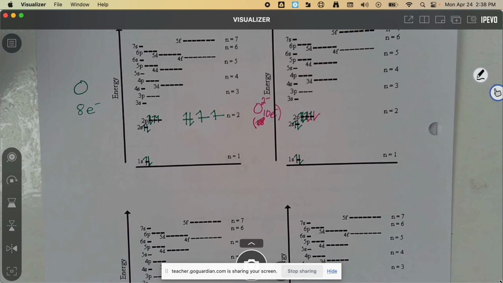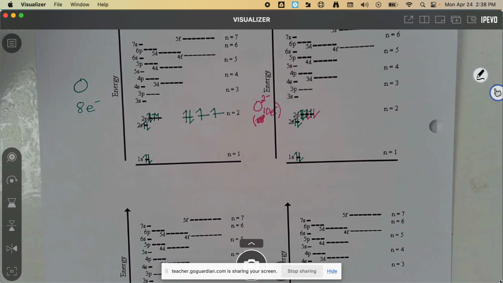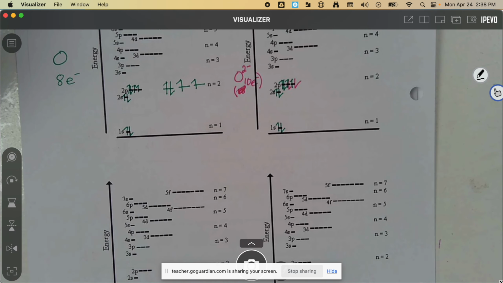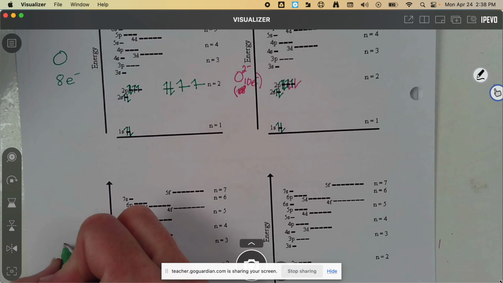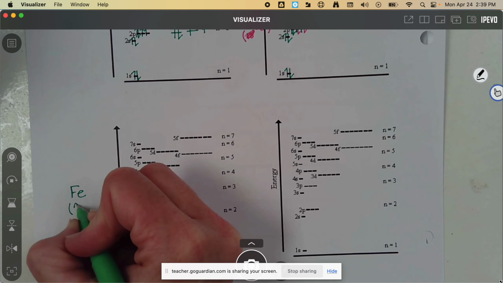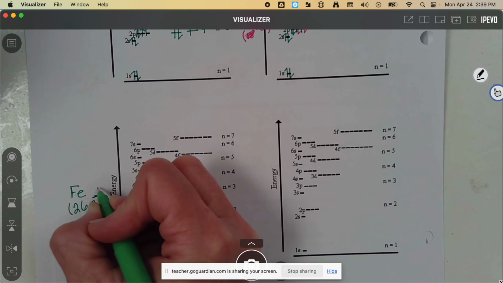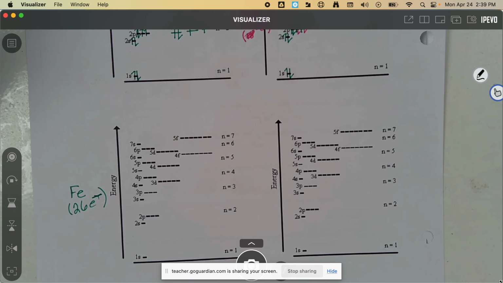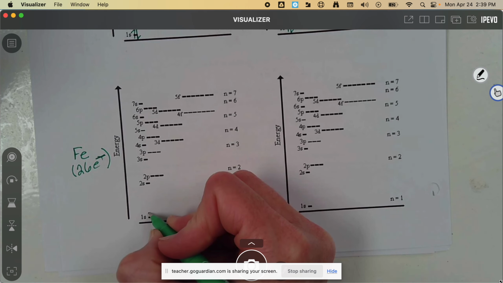Positive ions, however, are a little bit more difficult. With positive ions, we put all the electrons in, and then we remove them, but we start from the highest energy sublevels, and we come downward. So let's do iron. We'll start by making an iron atom. Iron is element number 26, so we need 26 electrons.